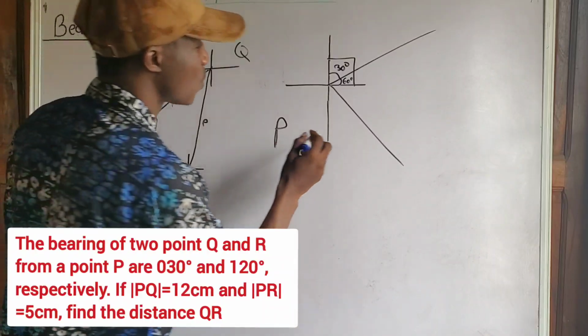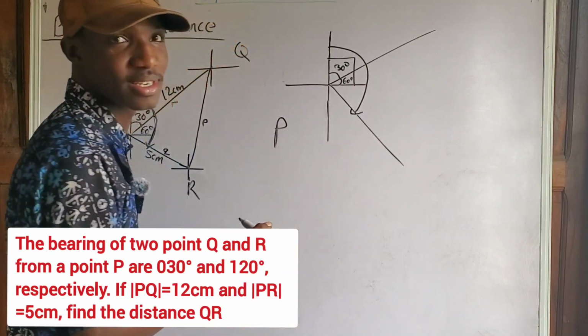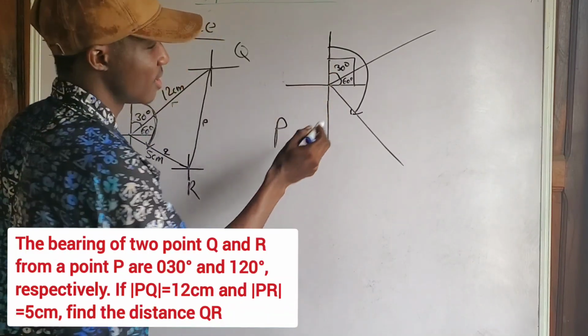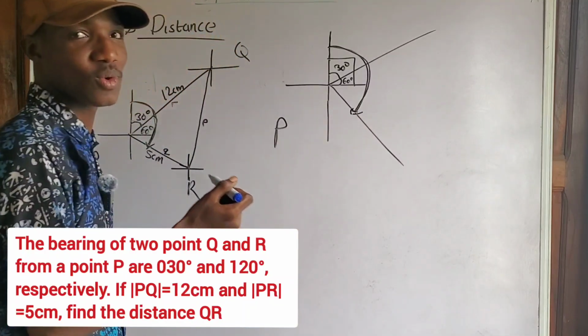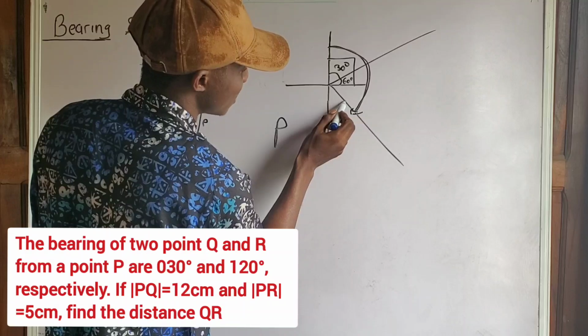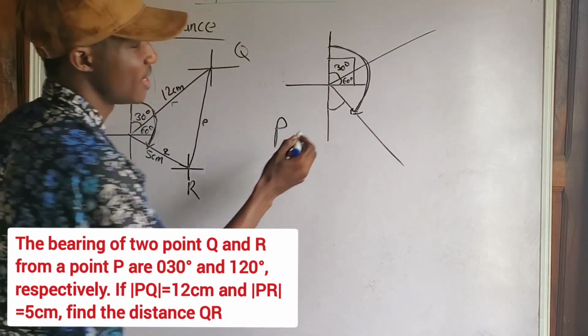Now, the next one is that we are given in the question that from this point to this point is what? 120. Is that not it? From this point to this point, listen. From this point to this point is 120. Now, if I want to get this smallest angle that is here, that will be what?